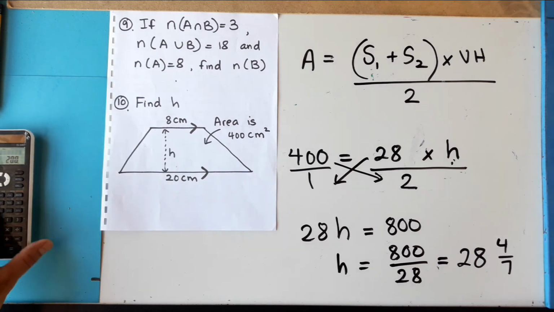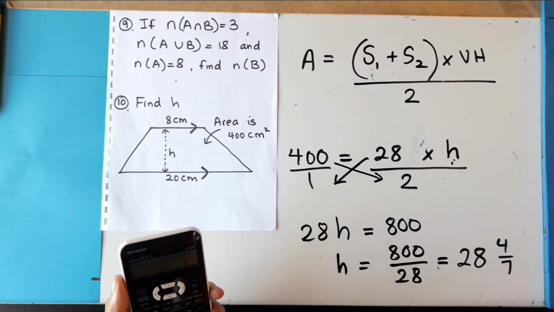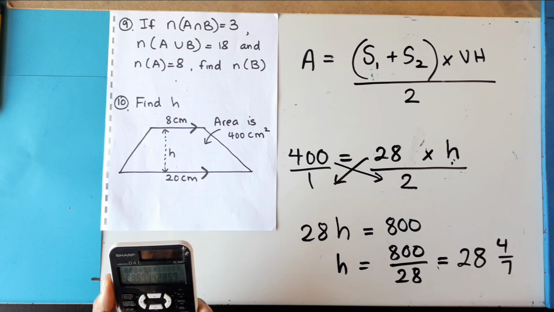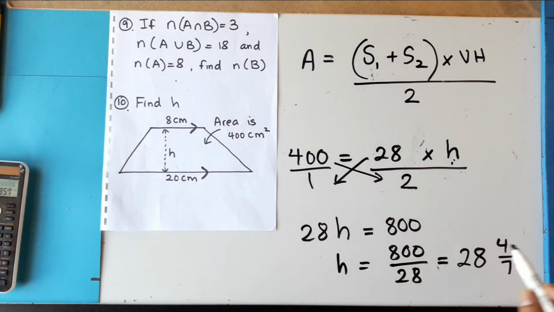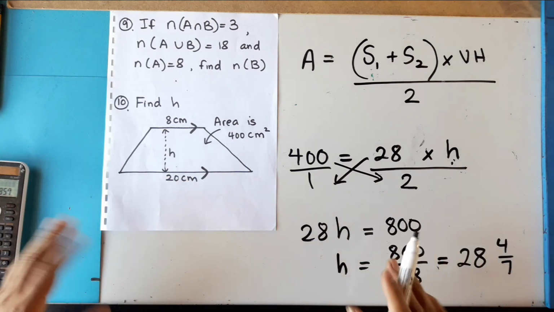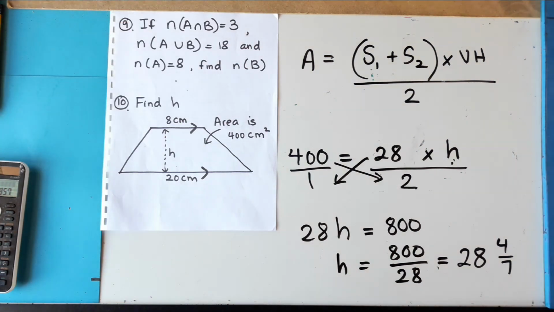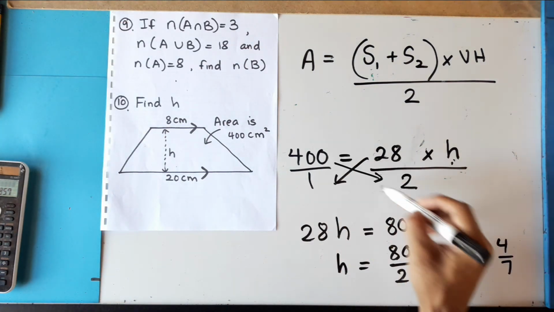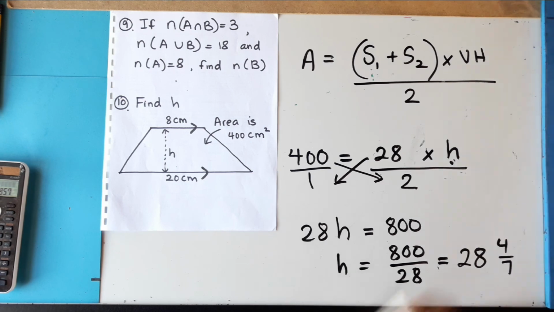All right, so let's double check something here. 800 divided by 28. Yep, the answer is correct. So this here was basically knowing the formula for the area of a trapezium and being able to cross multiply and solve for the vertical height. A very popular type of question in your multiple choice exams.